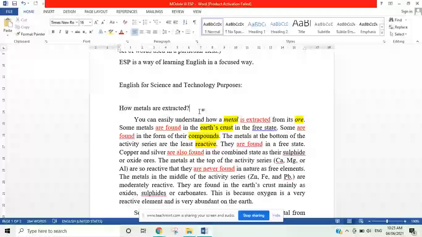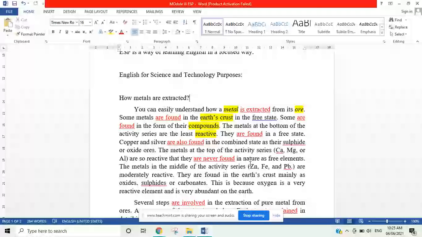Copper and silver are also found in the combined state, as their sulfide or oxide ores. The metals at the top of the activity series, like calcium, magnesium, or aluminum, are so reactive that they are never found in nature as free elements. The metals in the middle of the activity series, like zinc, and there are other metals also. So they are moderately reactive.